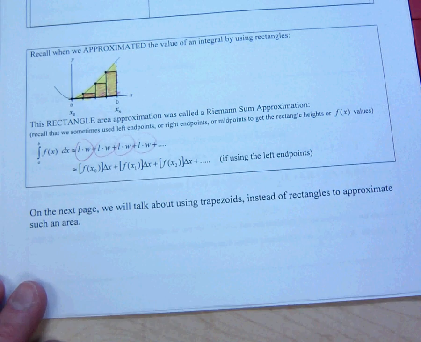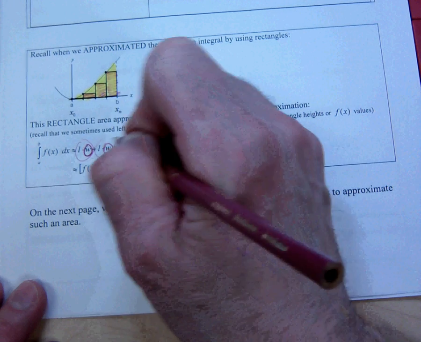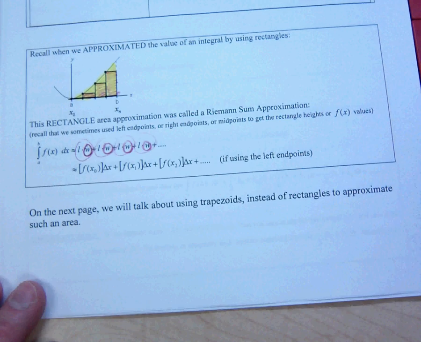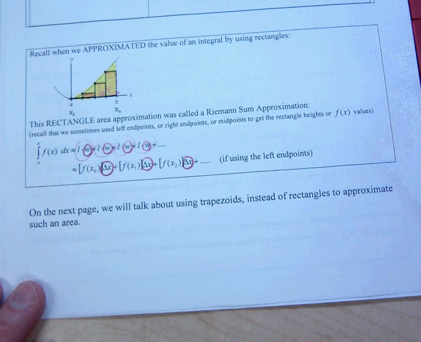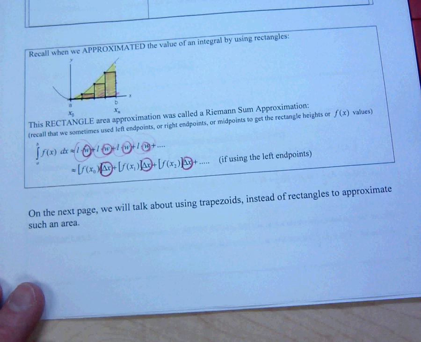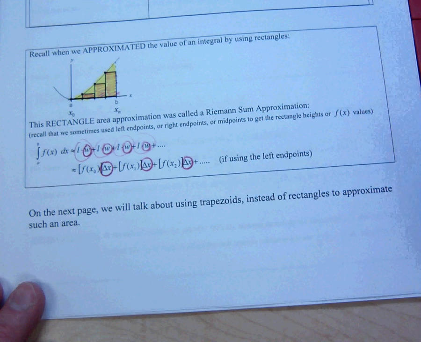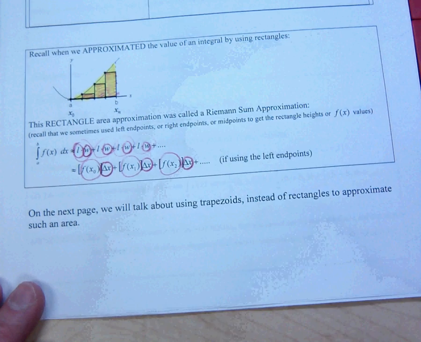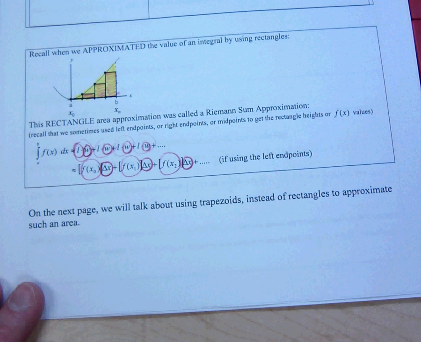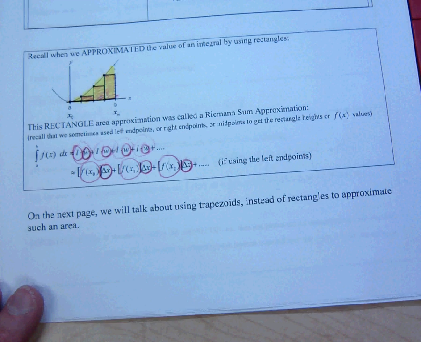Yes? And again, how did I get the widths? By taking delta x. And what was delta x? How did I get delta x? By taking b minus a and dividing by the number of rectangles. You remember that? And then the lengths or heights of the rectangles came from plugging the endpoints into the function. And again, sometimes I use the left endpoint, sometimes I use the right endpoint, sometimes I use the midpoint. Do you remember all that?